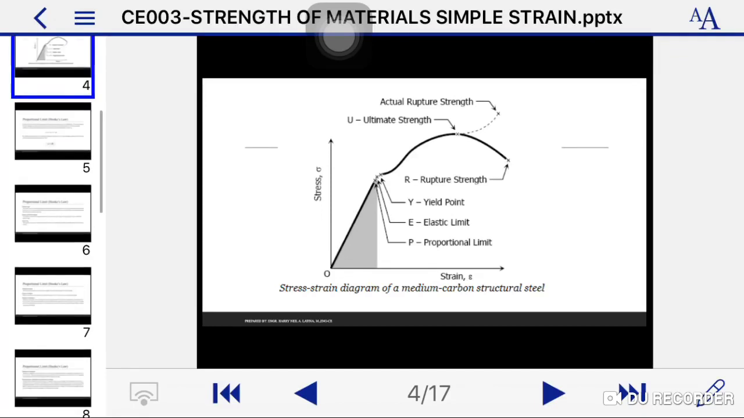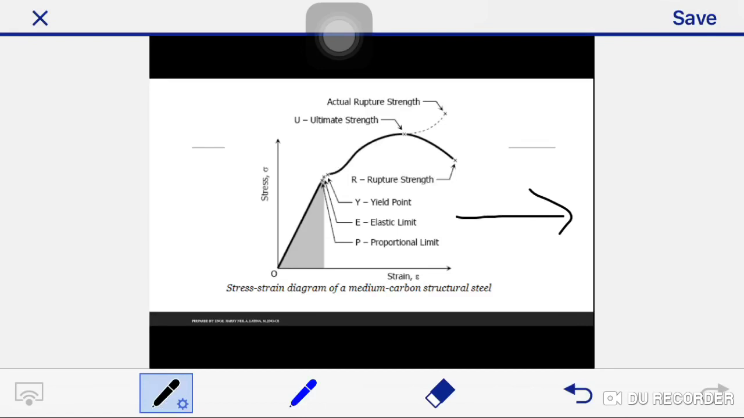Ayan, pa-take note. Then next, balik ulit tayo. Then next is the elastic limit. Ito yung elastic limit natin. The elastic limit is the limit beyond which the material will no longer go back to its original shape. Ibig sabihin, hindi na daw babalik yung ating material sa kanyang original shape kapag na-applyan na siya ng force, when the load is removed. It is the maximum stress that may develop such that there is no permanent or residual deformation when the load is entirely removed.